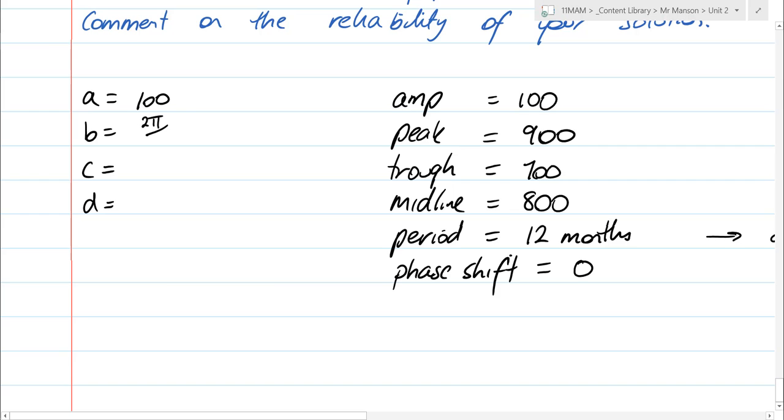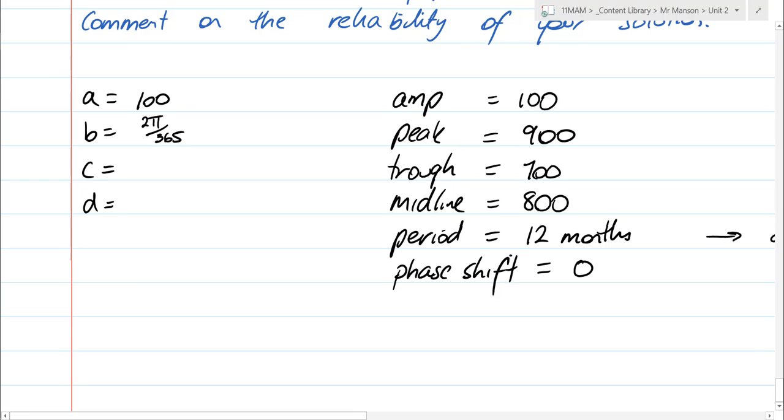Two pi over the period, which is, are we working in months or days? I reckon, let's work in days. Life's going to be a bit easier in days, because once you start working in months, every month's got a different number of days. Well, not every month, but they all vary, and that's a bit annoying. So let's work in days. 365 days in a year, we're assuming a period's a year.